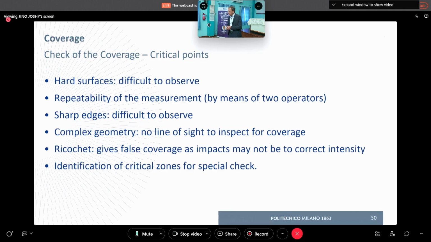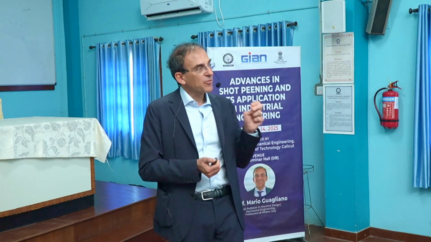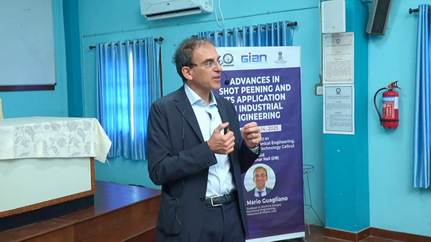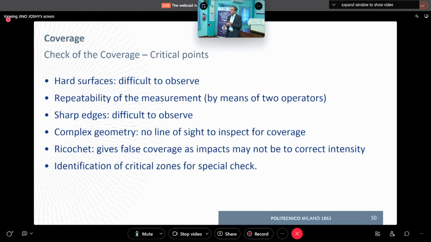Some critical points about the check of the coverage. If we have hard surfaces, indeed, the contribution of shot peening in changing the surface roughness will not be so evident. If the surface is hard, the indentation will also be small, and the final finishing will not be very different with respect to the initial one. So a problem could be that on our surface it is not so easy, not so immediate, to detect possible not peened parts of the surface.